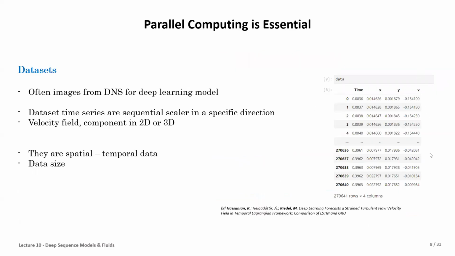This table here is presenting a view of the data set. As you see, we have time series data at every single time. We have location X, location Y, and the velocity. This velocity here is the velocity component in the Y direction. We have another velocity component in the X direction.